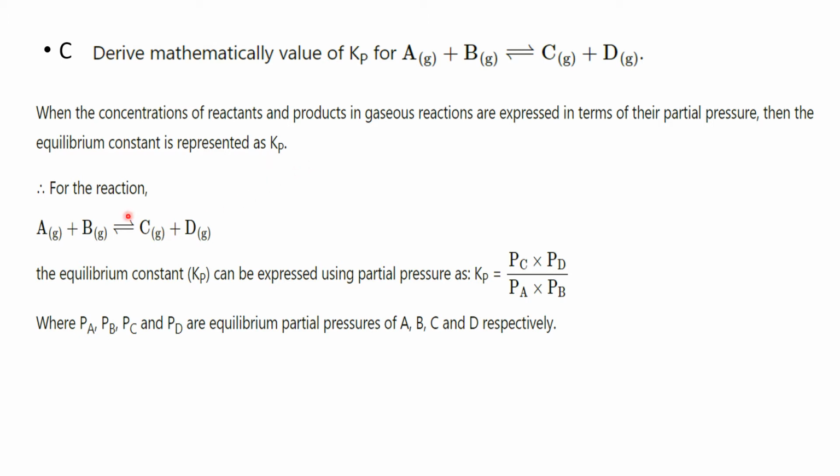For the reaction A + B ⇌ C + D, the equilibrium constant Kp can be expressed using partial pressures as Kp = (Pc × Pd) / (Pa × Pb), where Pa, Pb, Pc and Pd are the equilibrium partial pressures of A, B, C and D respectively.